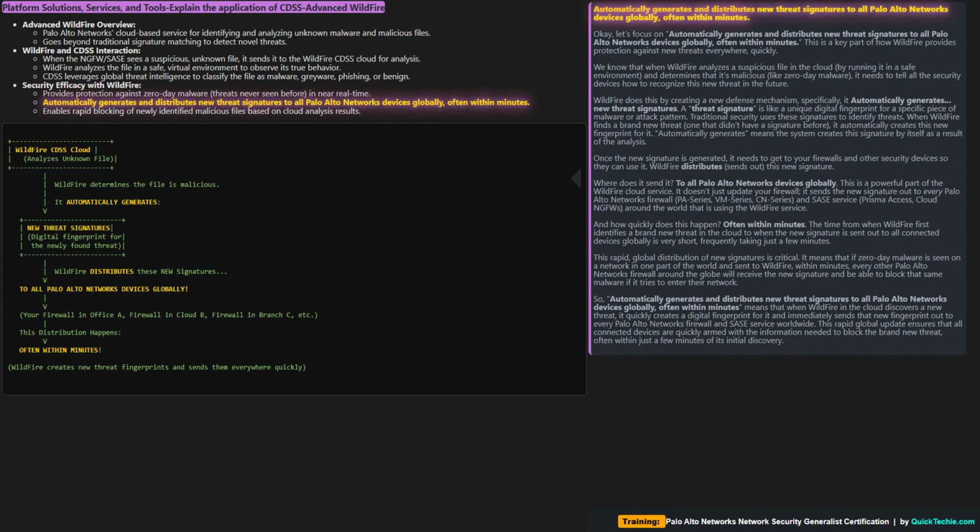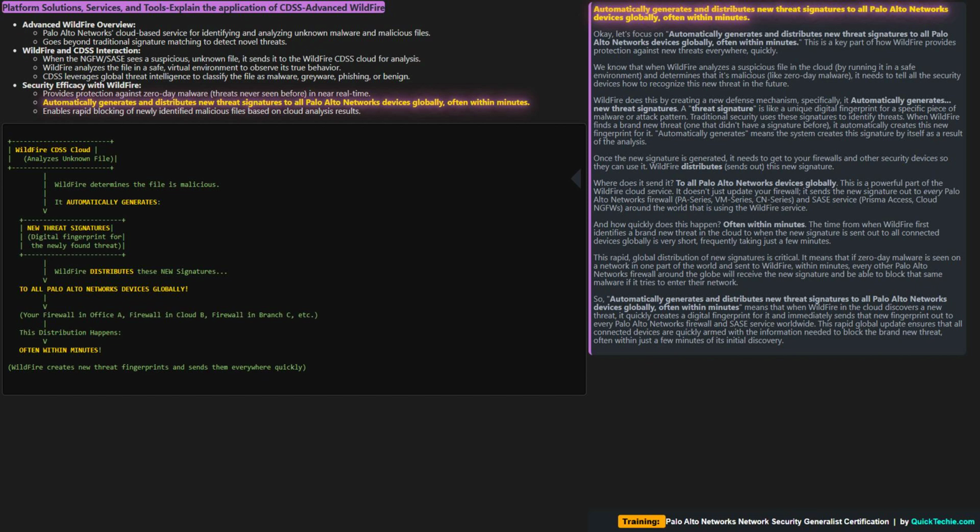We know that when WildFire analyzes a suspicious file in the cloud, by running it in a safe environment, and determines that it's malicious, like zero-day malware, it needs to tell all the security devices how to recognize this new threat in the future. WildFire does this by creating a new defense mechanism. Specifically, it automatically generates new threat signatures.